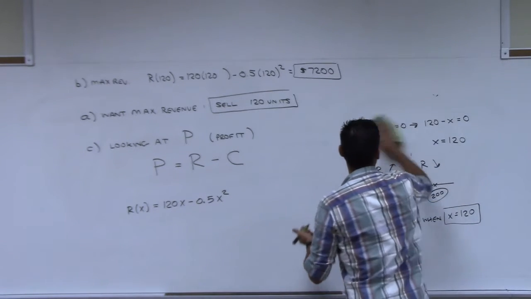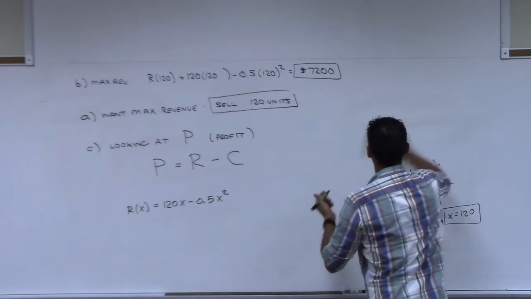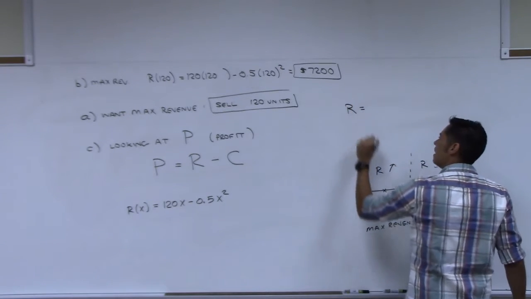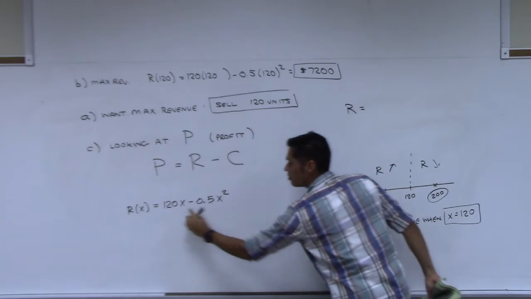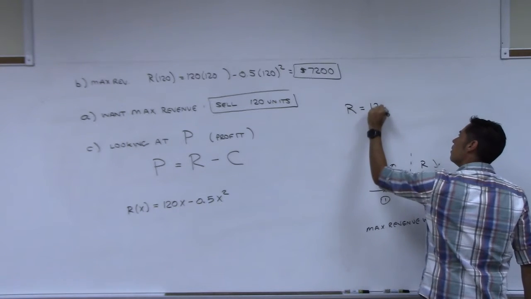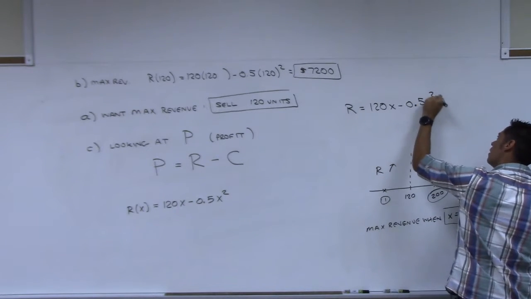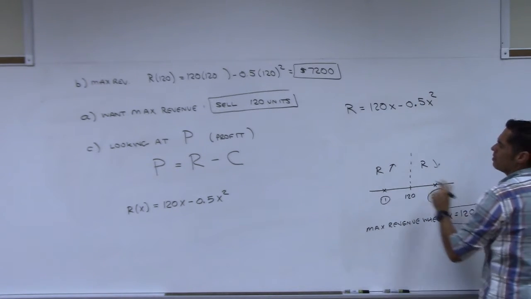So that means our revenue, I'm going to continue up here, our revenue should be equal to our revenue function, which we already had from part A, 120x minus 0.5x squared. That's our revenue. Sorry, this should be profit.